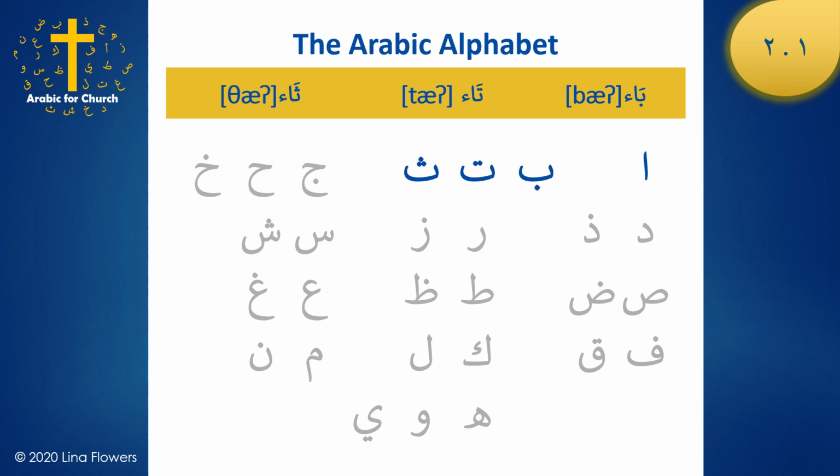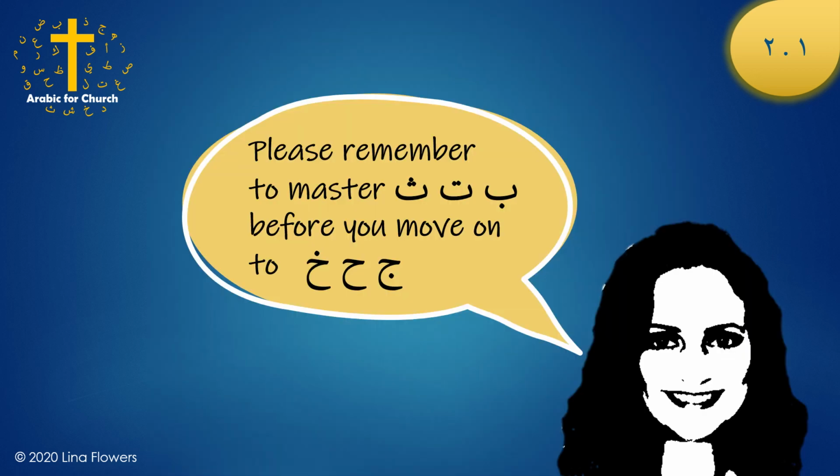We also looked at the letter tha, from the number 3, thalath in Arabic. So when you feel like you're ready and you know the letters ba, ta, and tha, you can move on to the next video, video 1.3, and we're going to talk about letters jim, ha, and kha.